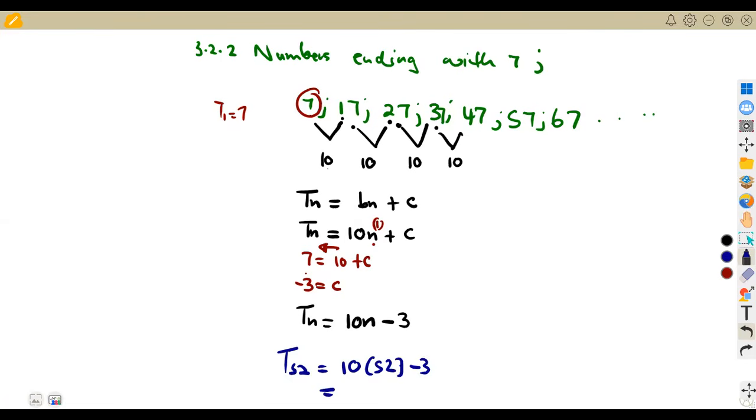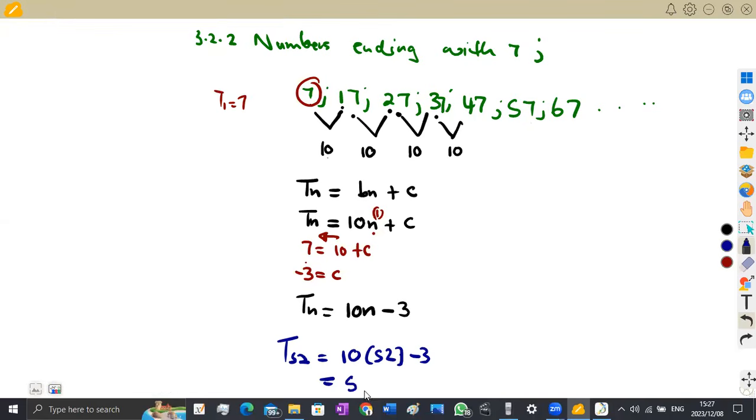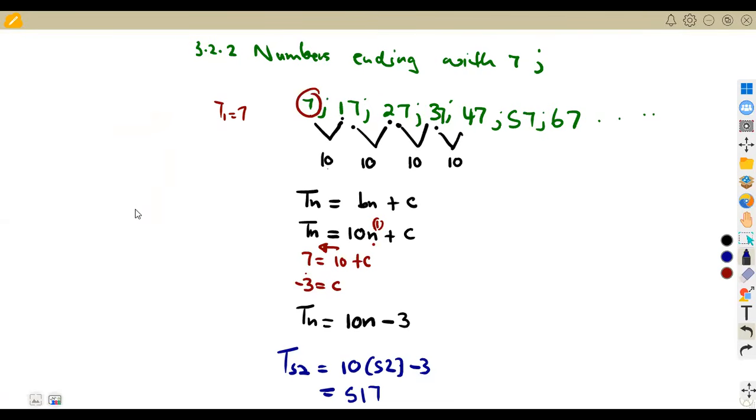We're going to substitute everything on our calculator and see what you're going to have. So that is 10 into 52, minus 3. So this is going to give us 517. All right, so that is the answer that you're supposed to obtain in that case. Like I said, we want something for the terms that are ending in 7. So what is T52 of these terms?